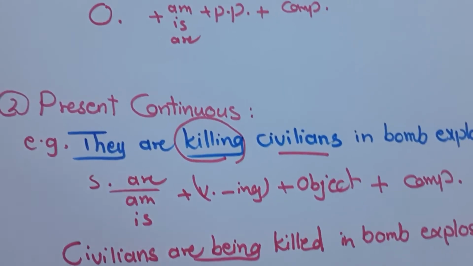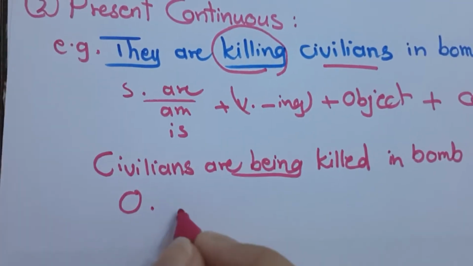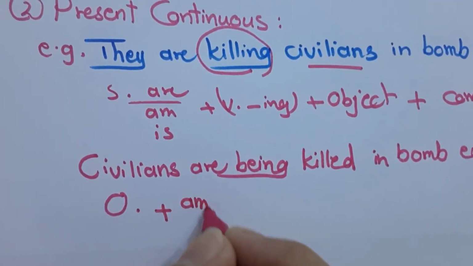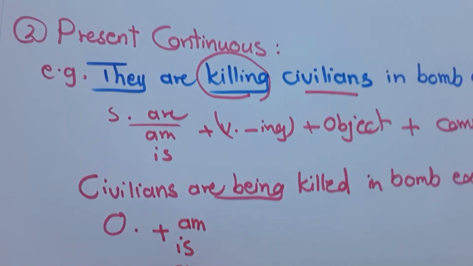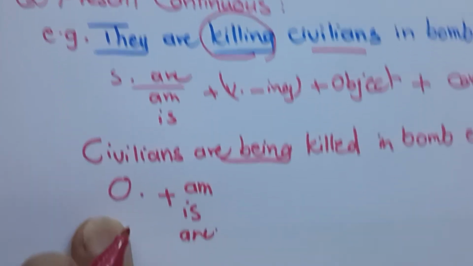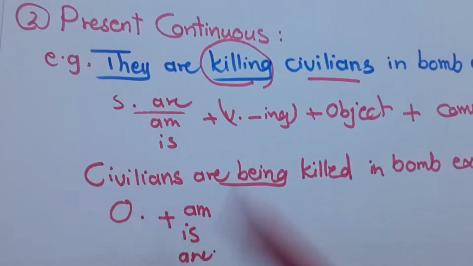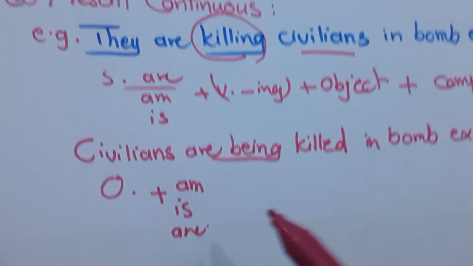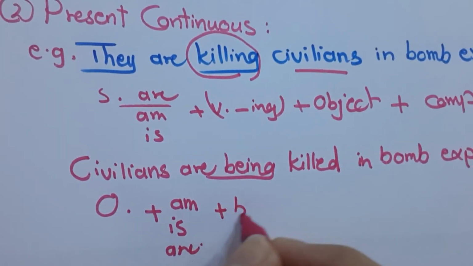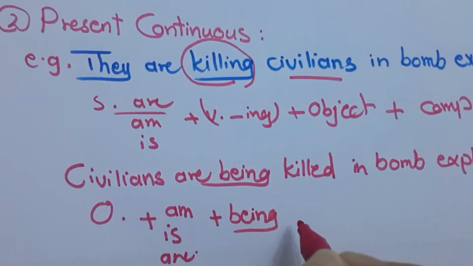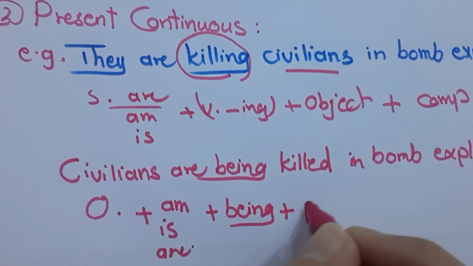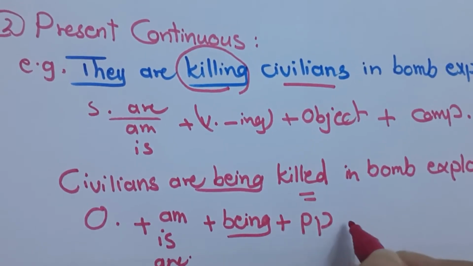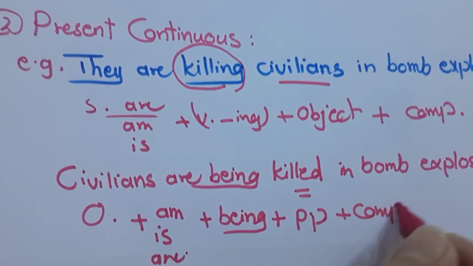So you have an object followed by am, is, or are, according to the object here, not the subject of the original sentence. Then being to refer to the continuous, then the past participle, this is it, killed, and then the complement.